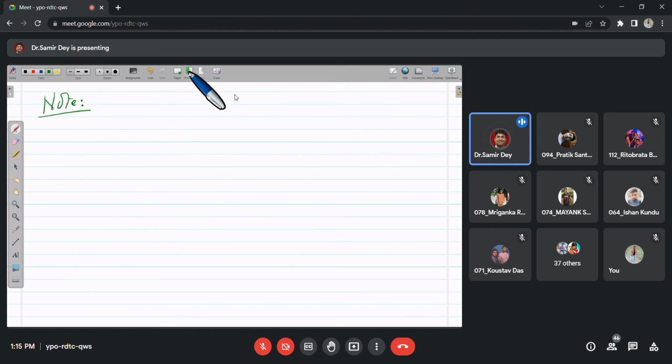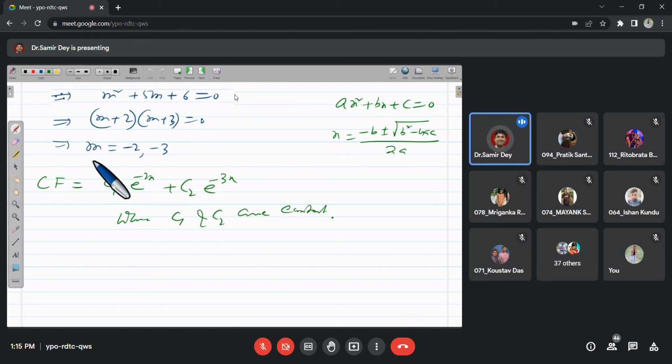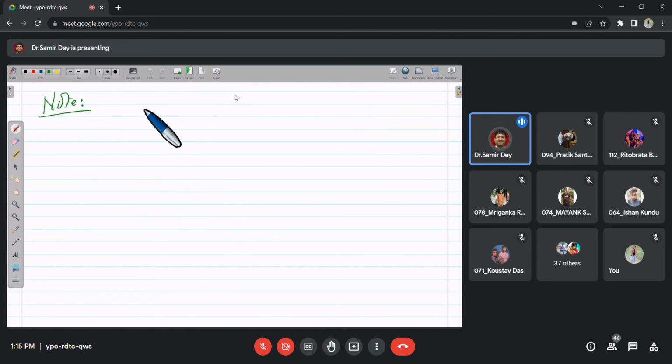Because here your CF totally depends on your M, correct? Please write down type 1: suppose you have M1 and M2, in that case, CF will be C1 e to the power M1x plus C2 e to the power M2x.